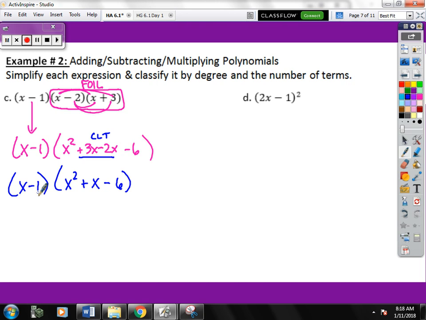All right, now this is the part that gets a little bit harder. It is kind of like foiling, but in FOIL, you have 4 arrows. In this case, you're going to have more than that. You're going to have 6 things that are being multiplied. So we'll start with the x. X is going to get distributed to everything in that second set. Okay? So x times x squared would get me x cubed. X times x will get me plus x squared. And x times a negative 6 will get me a minus 6x.